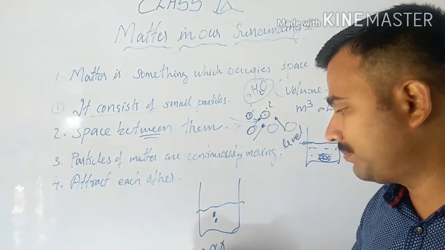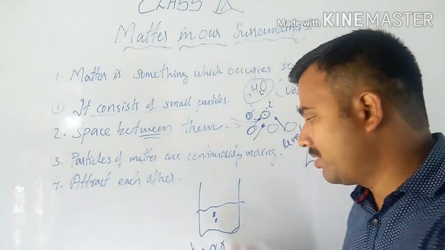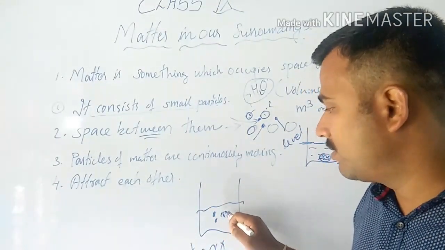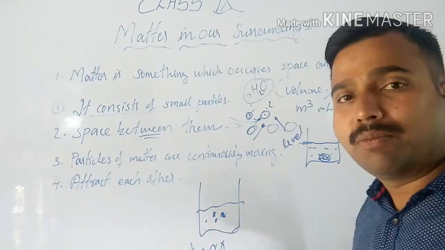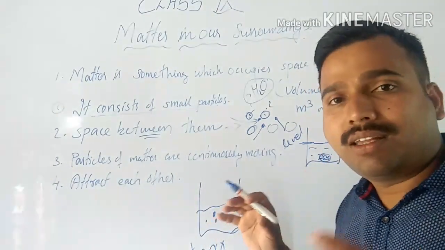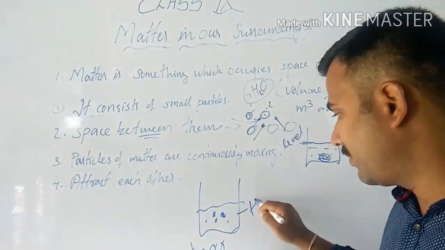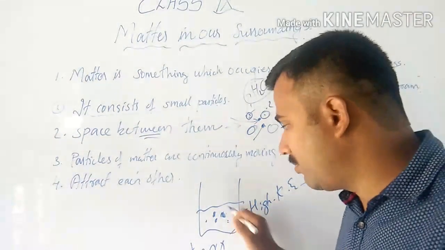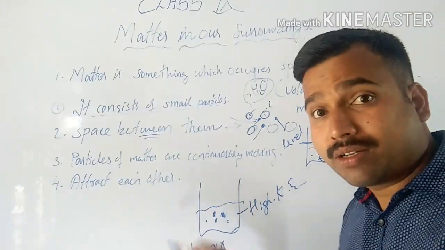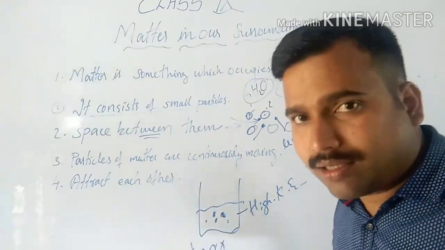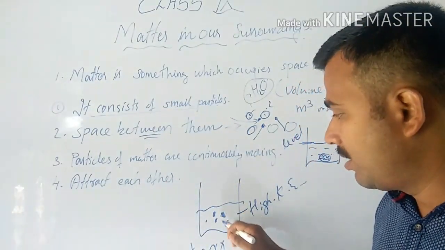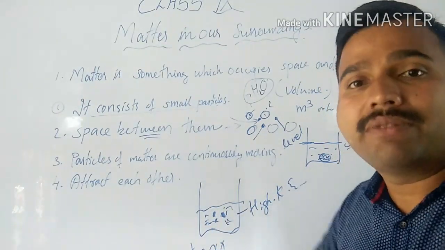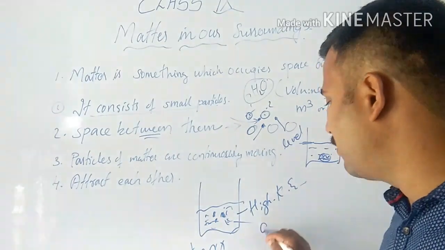As you heat, what is happening? You are supplying energy in the form of heat. So as you heat, the particles of water will have high kinetic energy, and as a result the water particles will start moving very fast. And as a result, what will happen? The drop of ink will spread very fast, or diffuse very fast.